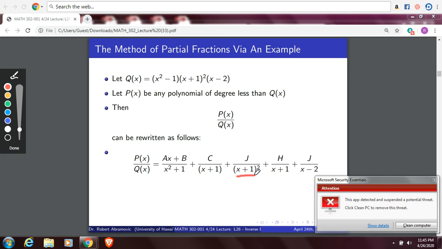Now here, x plus 1 squared, notice we have two terms with a denominator that includes an x plus 1 factor. That's because x plus 1 appeared twice when the polynomial was factored. So we have to also include it twice when we make the expansion with partial fractions: c over x plus 1 plus j over x plus 1 squared. The numerator, though, stays the same, degree 0, because what's in the parentheses has degree 1. 1 minus 1 is equal to 0.